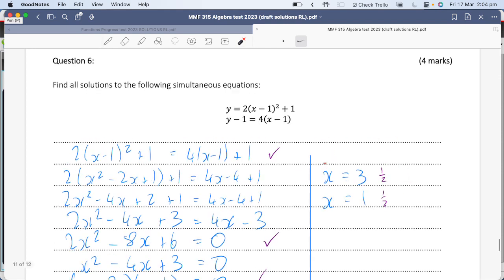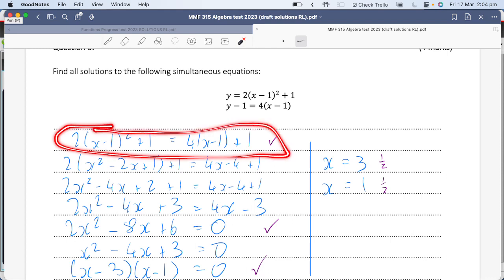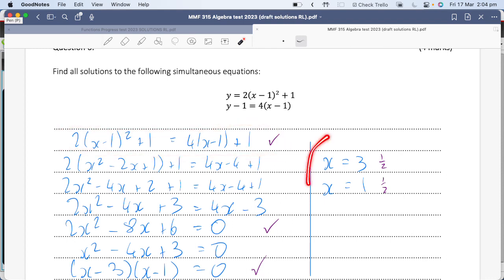Again, really complicated. 4 marks that was worth. You could have gained at least 1 mark just by doing this, and then maybe the rest of it was too complicated, you're running out of time. Then you get another mark just by telling me that the answers are 3 and 1.